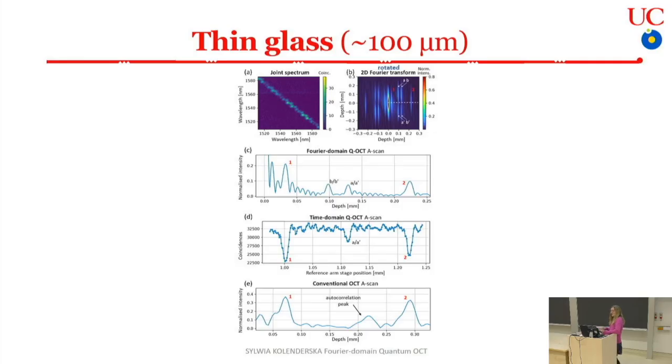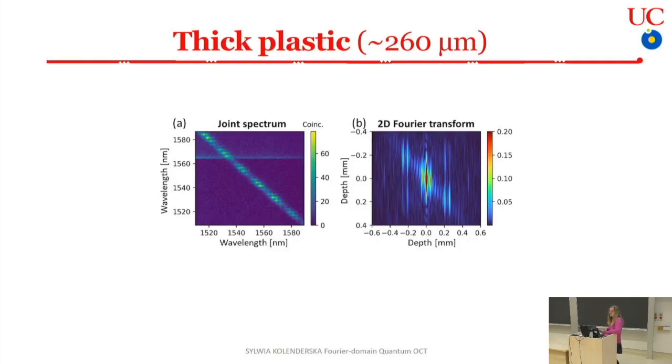And when we compare to the conventional OCT A-scan, we have two interfaces, but also we have this peak, which we call the autocorrelation peak. It's a type of peak that appears because the light reflected from the interfaces interferes. So it will be positioned at a distance from 0 that is equal to the thickness of the glass, right? Then a slightly thicker object, plastic.